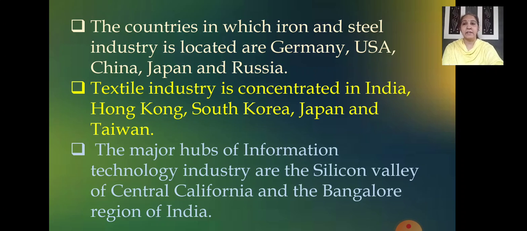The iron and steel is in Germany, USA, China, Japan and Russia. Textile industry is in India, Hong Kong, South Korea, Japan and Taiwan. And the information technology industries are in the Silicon Valley of Central California and the Bangalore region of India.